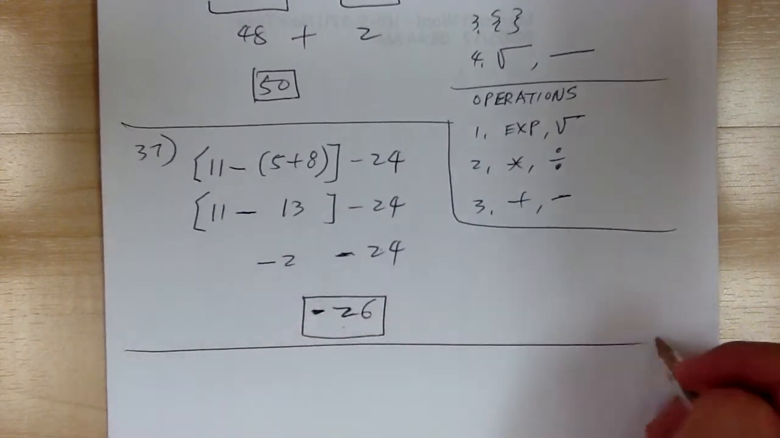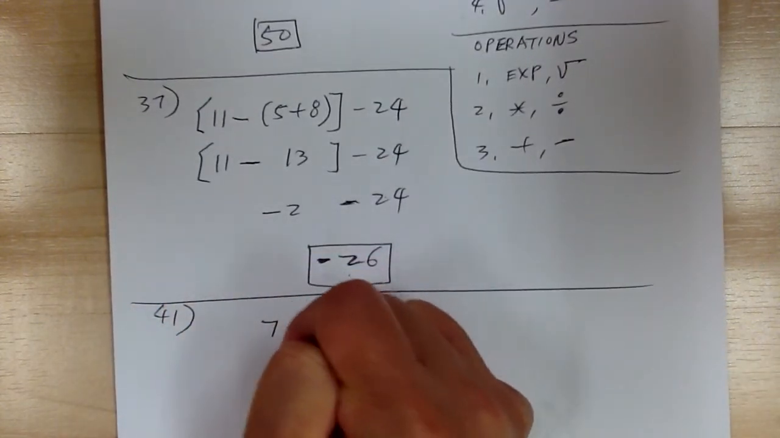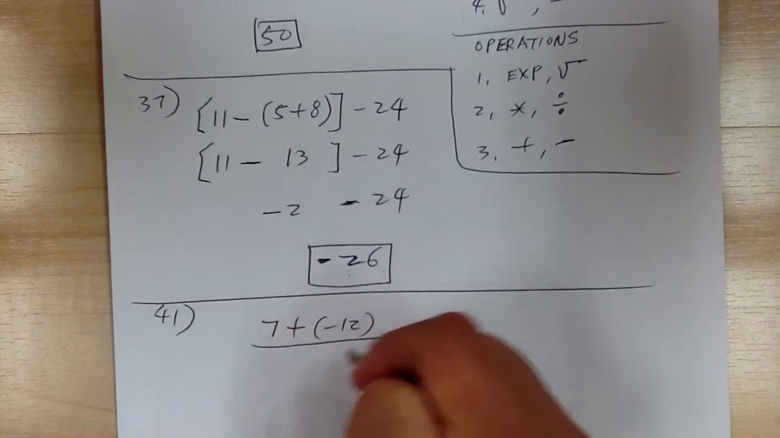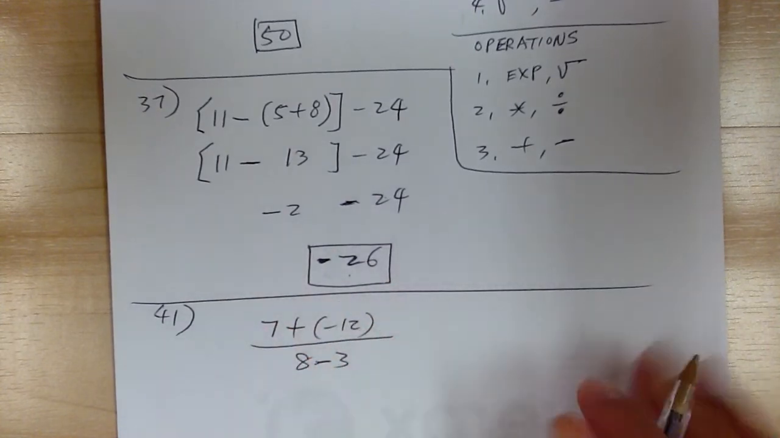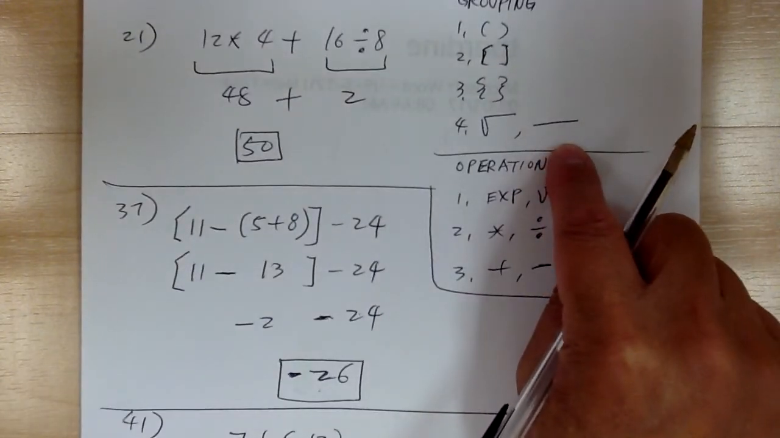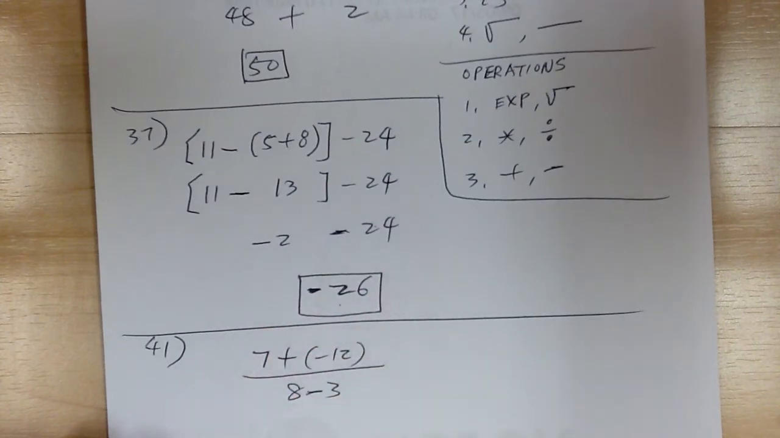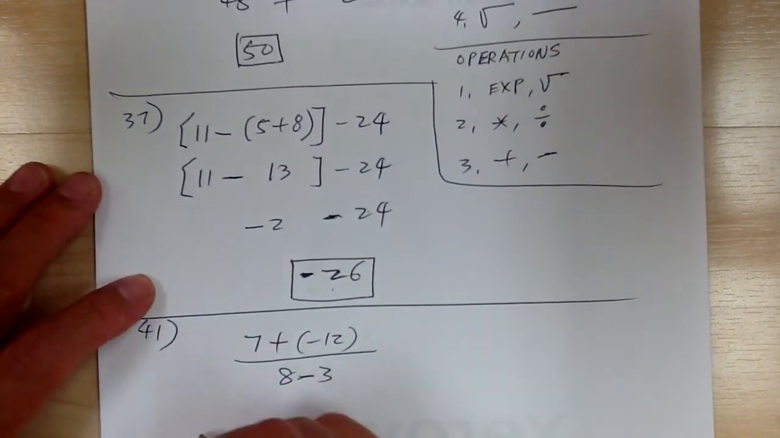Okay, let's go to 41. Number 41, you have 7 plus negative 12 over 8 minus 3. So this is the grouping, this situation right over here. For the grouping, you have to do the top group first, and then do the bottom group next, and then you simplify after that.